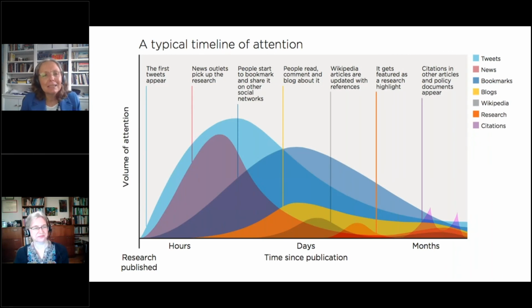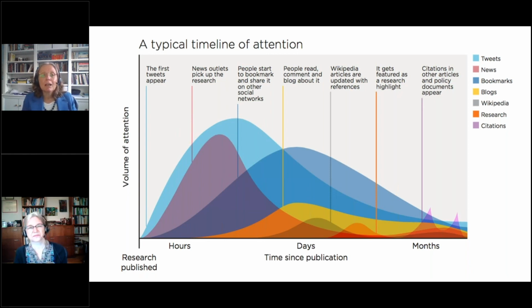This is just kind of a typical timeline of attention and how it works. You start sending tweets. There may be news outlets that pick up the research. That sounds really grand. That may be big grand news outlets. The Economist occasionally publishes little articles based on academic papers. Most of us don't have most of our papers in that kind of way, but other news outlets, local kinds of things about particular topics, may do that.